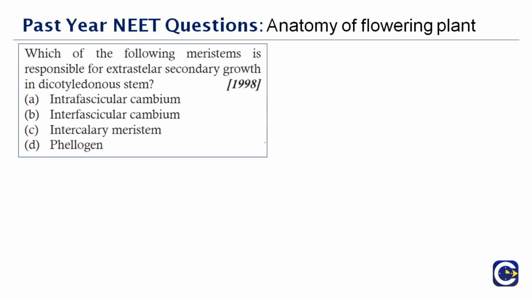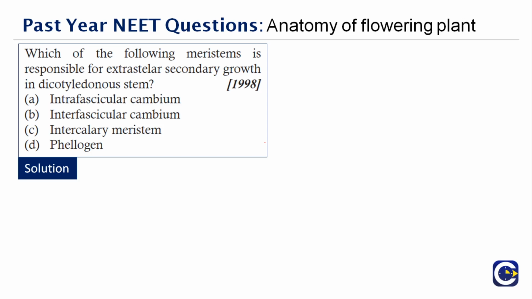Next question here. Which of the following meristems is responsible for the extrastelar secondary growth in a dicotyledonous stem? You have four options here. Intercalary, cambium. They have clearly asked which meristem it is. Obviously it is not the first two, they are cambiums, so it should be either C or D. Intrafascicular cambium occurs inside the vascular bundles, in between the xylem and phloem. Intra is within the vascular bundles, while inter develops from the strips at the level of interfascicular cambium.